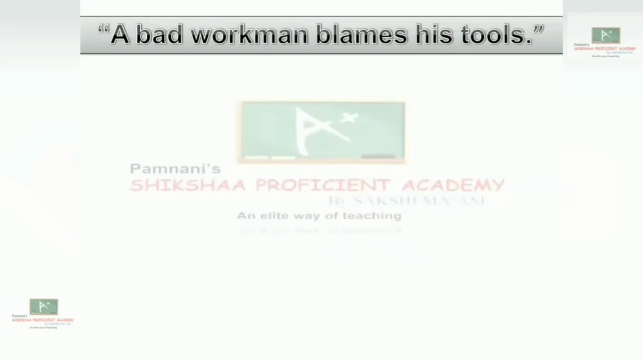A bad workman blames his tool. We say, Nach na jane angan teda. A person who has done something badly will always seek an excuse to blame other things or another person. Like we always think this failure of ours was because of that person or because my instrument was not working.